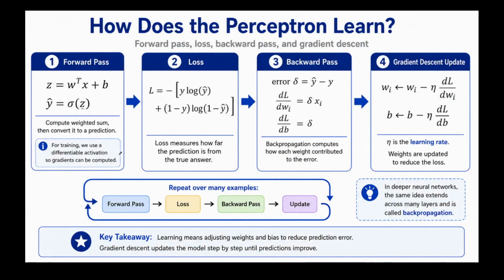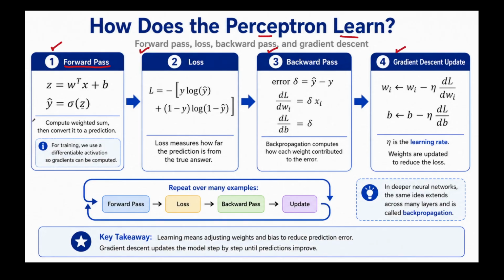Now we come to the most important question: how does a perceptron learn? Learning means improving the weights and bias so that the prediction becomes more accurate. This learning process has four main steps: forward pass, loss calculation, backward pass, gradient descent update. Let us understand each step carefully. Step 1 is the forward pass.